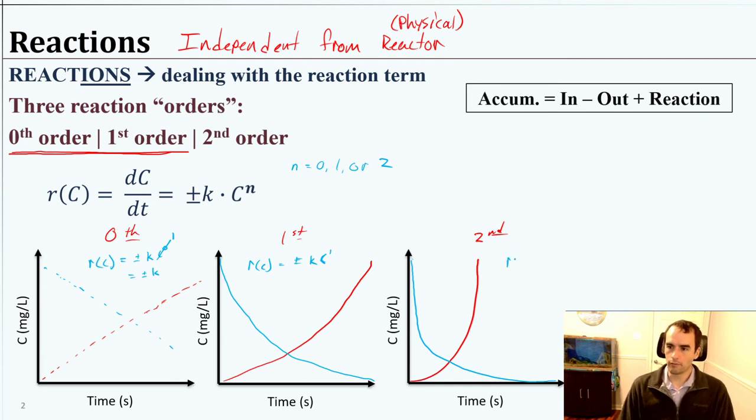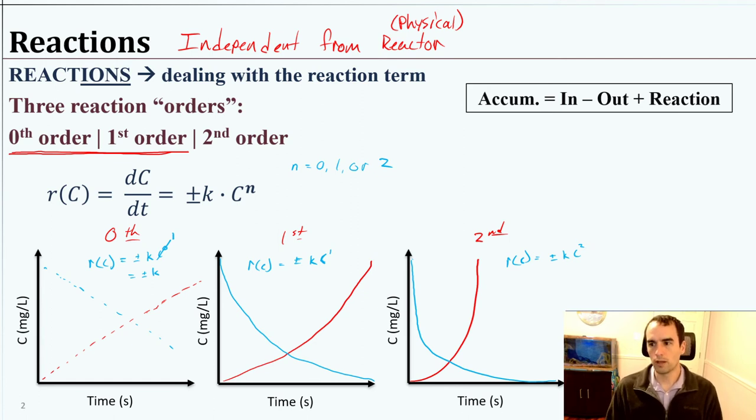Second order reactions, we have R of C equals plus or minus k times C squared. In that case, it's growing on a dependency of the square of C. One thing you'll notice here is the units for k are going to change depending on the reaction order. So the reaction order gives us information about how quickly it's going to change and how that depends on how much is in there. On the next slide, what we're going to do is dig into the k to understand what units and how we can use the units to define what's going on with our system.